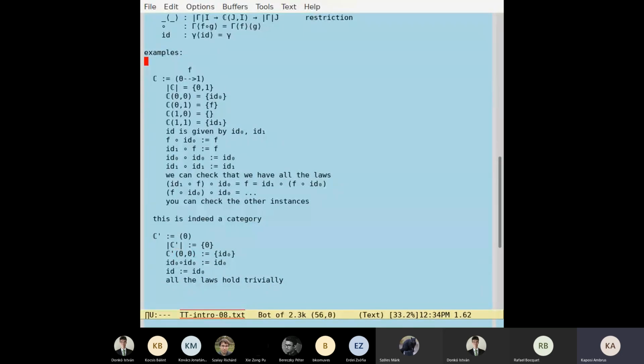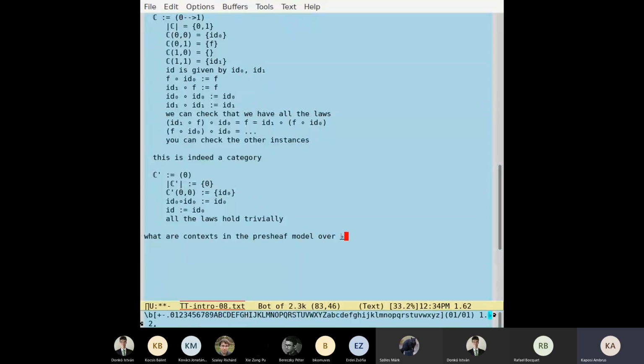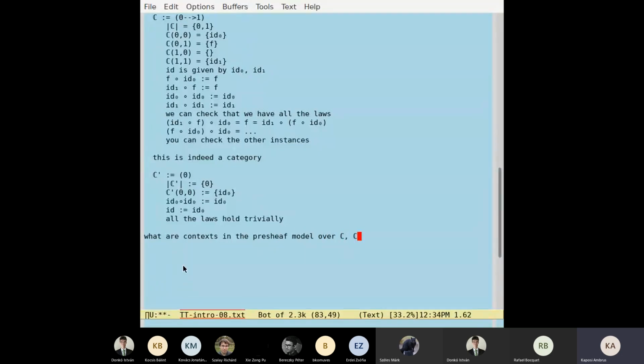Okay, so we looked at two categories, and now we will check what contexts for these two categories are. That is, what are presheaves over this category. So what are contexts in the presheaf model over C, and in the presheaf model over C prime?